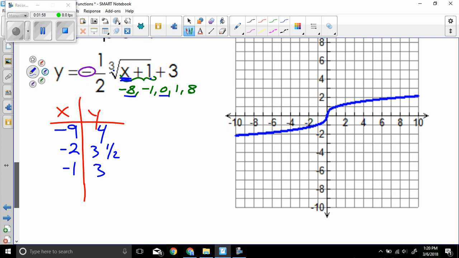Plus 3 is 3. Then I have 1. How am I going to get a 1? Well, I need a 0. 0 plus 1 is 1. Cube root of 1 is 1. Times the negative 1 half is negative 1 half. Negative 1 half plus 3 is 2 and 1 half.